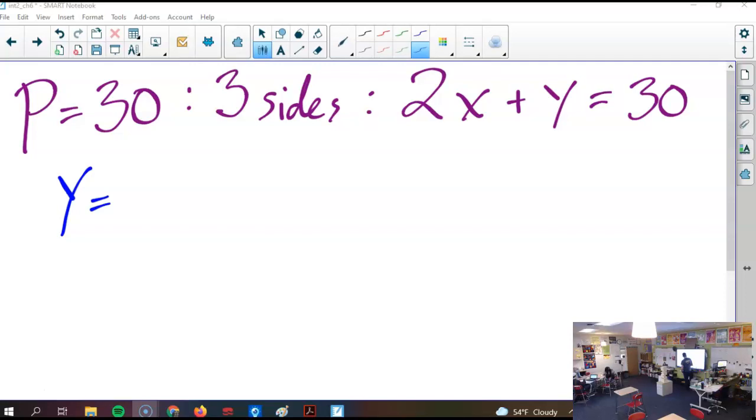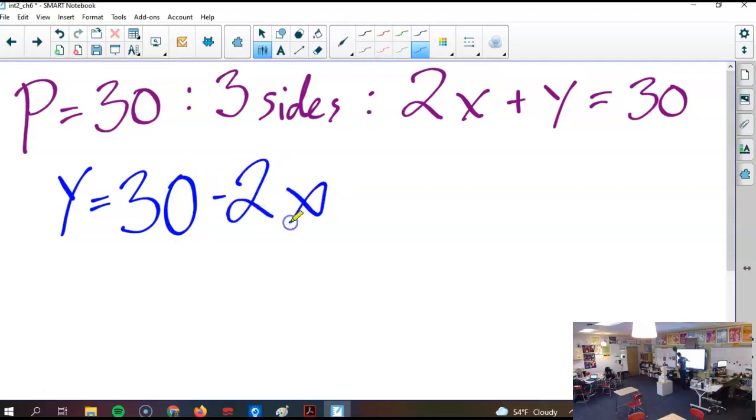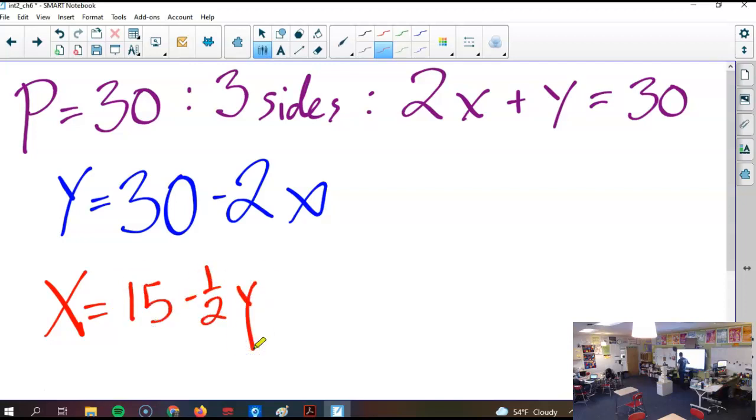Okay, we said y is 30 minus 2x, or if we isolate x, it's 30 minus y all divided by 2. So 15 minus 1 half y. There we go. Okay, so what do we actually want to use? What do we like better? The 30 minus 2x or the... I kind of like this better because it doesn't use fractions.